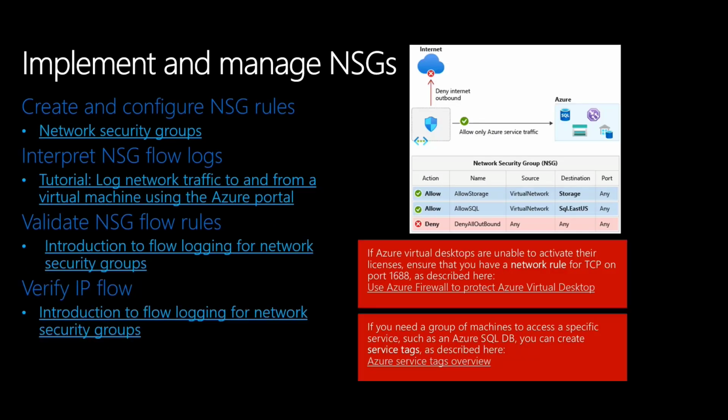So, implementing and managing NSGs. Now keep in mind, we are switching back to NSGs, not application security groups. So for network security groups, security rules are evaluated by priority using a 5-tuple of information. So we're looking at source port, destination port, and the protocol that's being used. And we take that information and make a decision about whether we're going to allow or deny traffic.